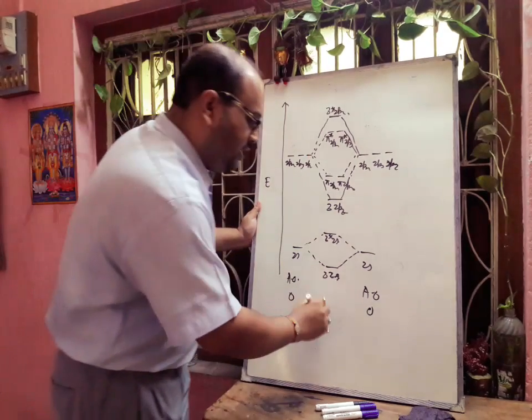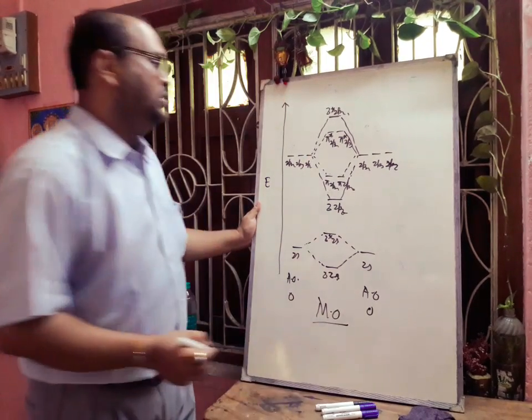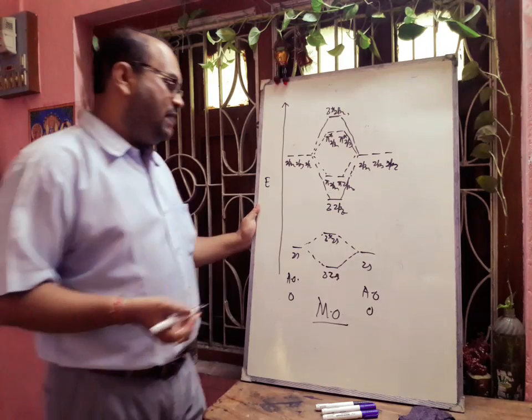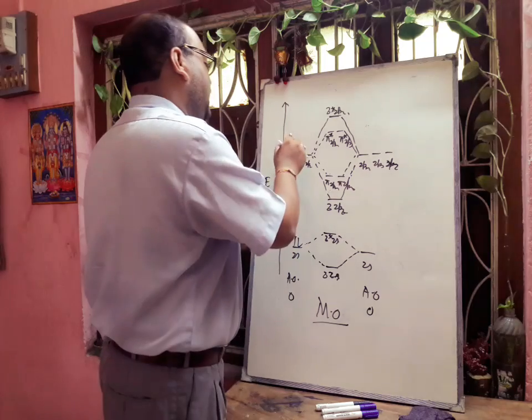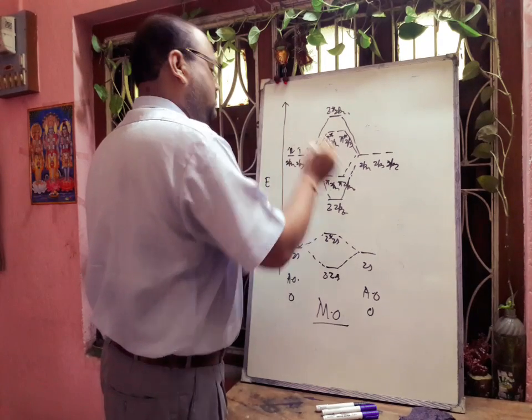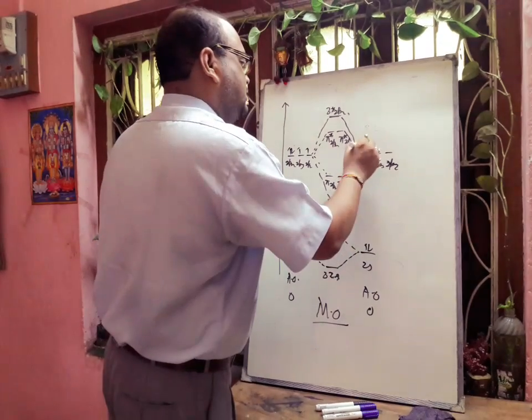Now these are the molecular orbitals. Okay. So now according to Hund's rule and the aufbau rule, we have to fill up the electrons. So in 2s there will be 2 electrons and in 2p there will be 4 electrons. Here also same case.